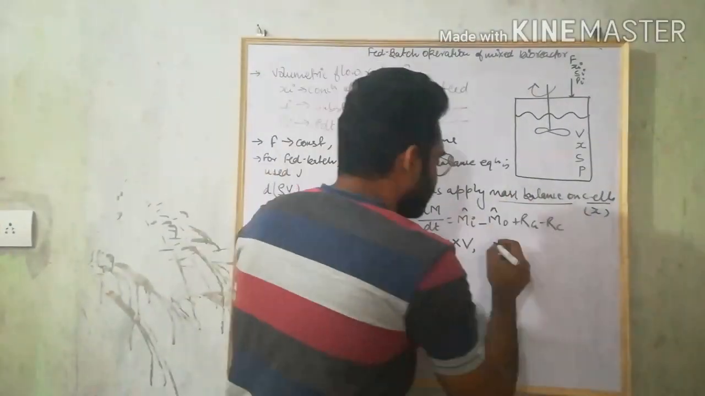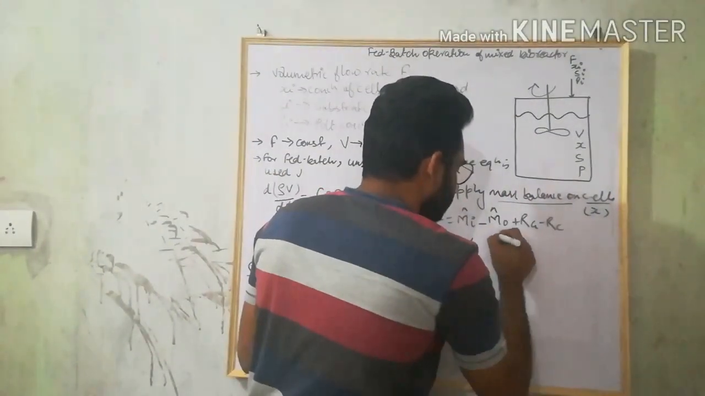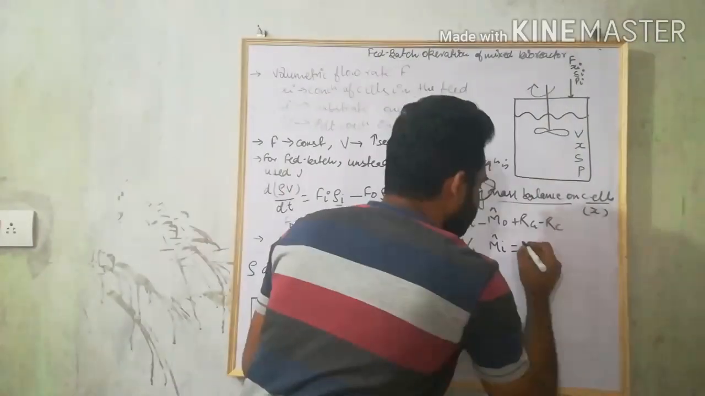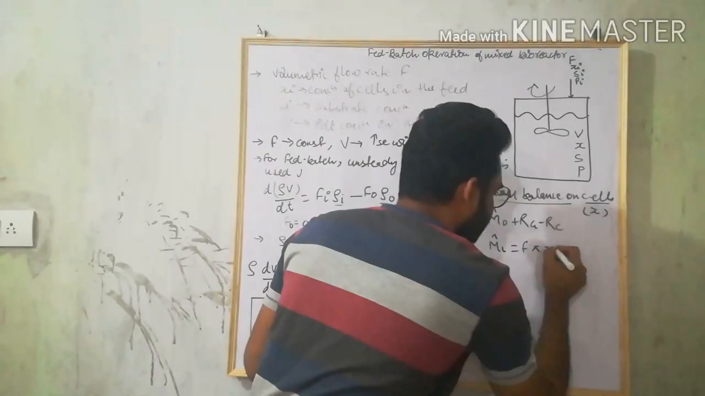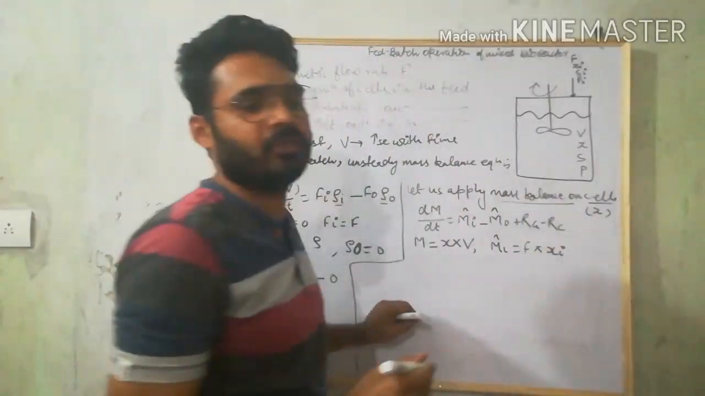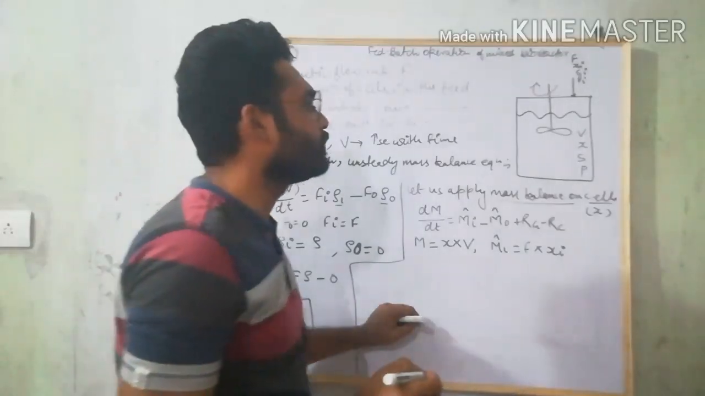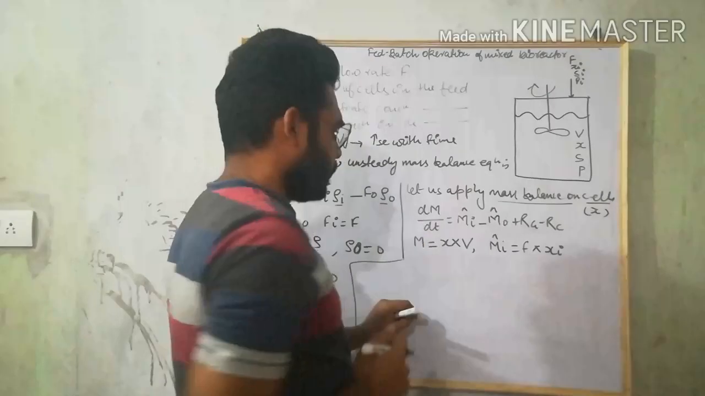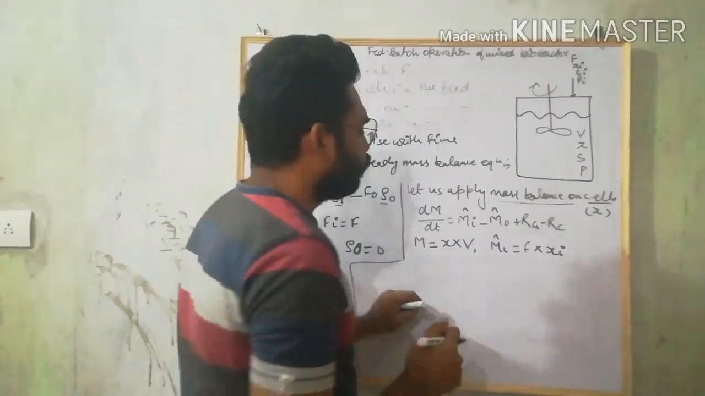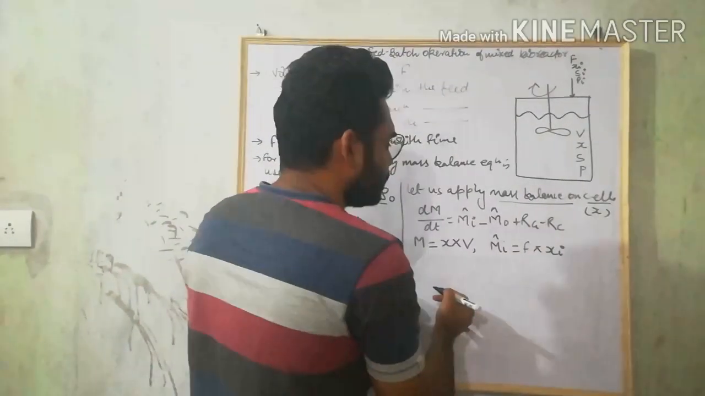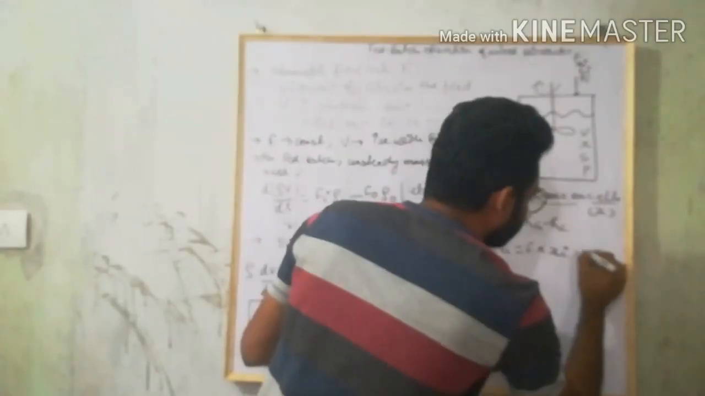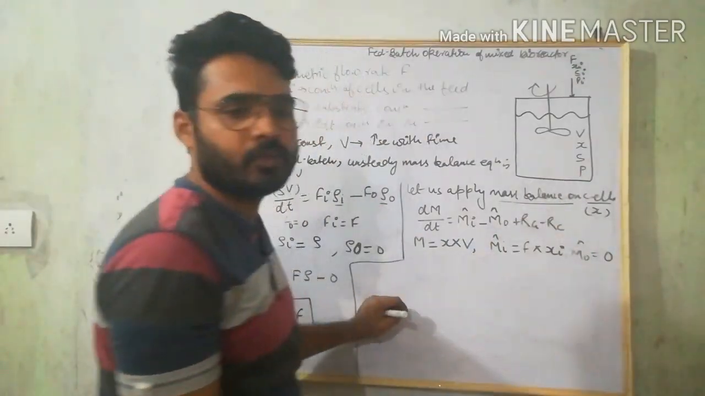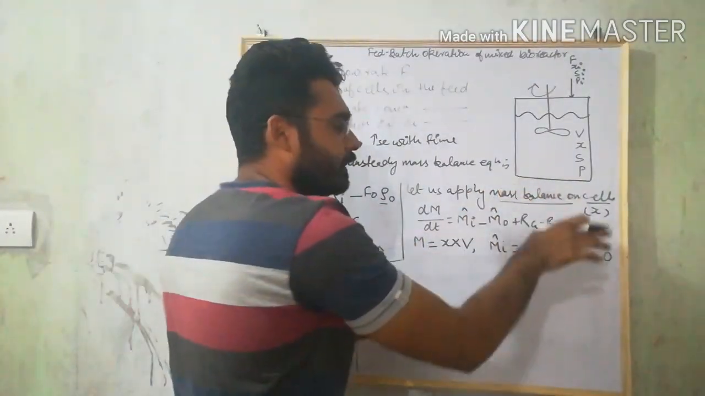What will be the Mi hat? Mi hat will be equal to the feed flow rate, that is F, multiplied by the biomass concentration in the feed stream or the input stream, right? And what is this Mo hat? Mo hat will be equal to 0, because there is no output stream. Nothing is coming out.